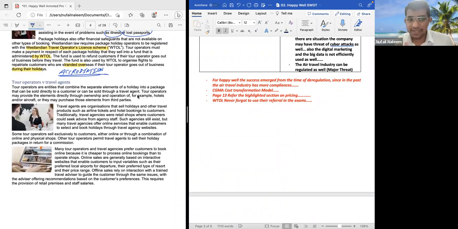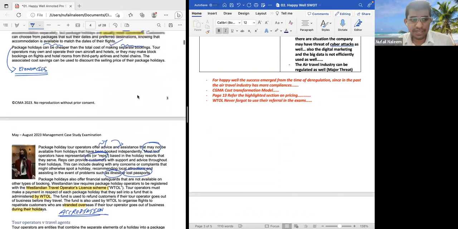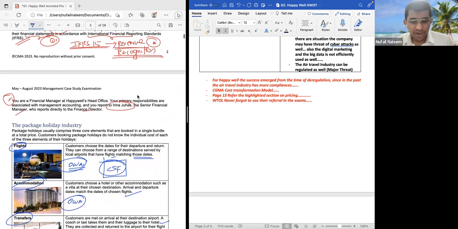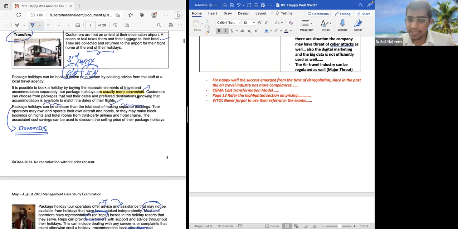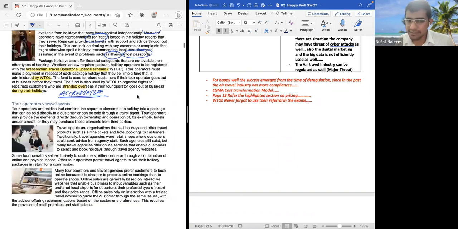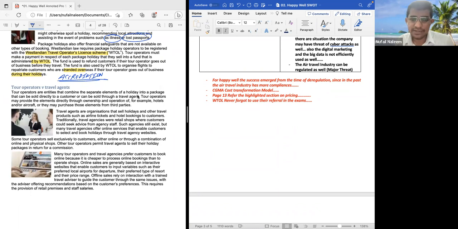Now that is done. If you observe the first page, our company, that is Happywell, is extremely good with these compliances. Nothing to worry about that. Tour operators versus travel agents. Once again, I'm repeating, students, tour operators versus travel agents.